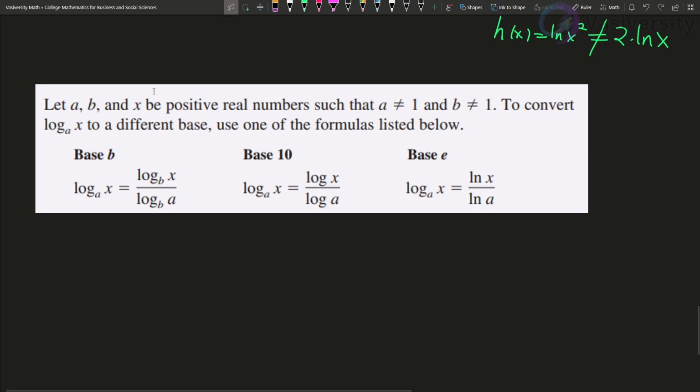So we want to convert log base a of x to a different base. Use one of the following formulas below, right? So base b, the way we can write it out is logarithm base a of x is equal to log base b of x divided by log base b of a, right? And that will lead us to one of the equations, one of the interesting equations that are very, very helpful.